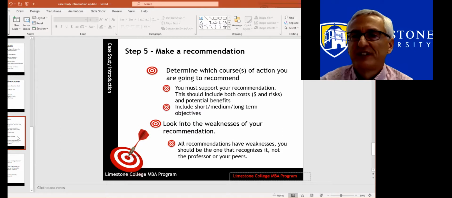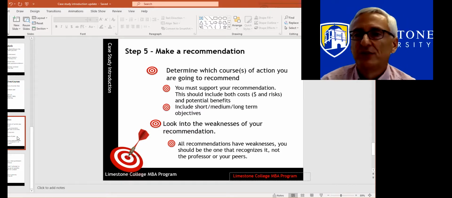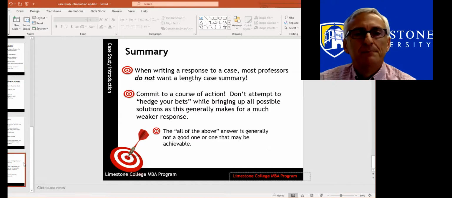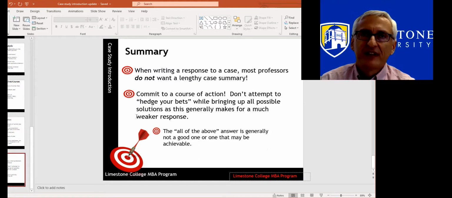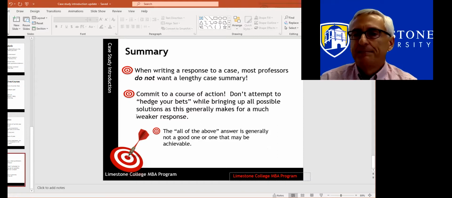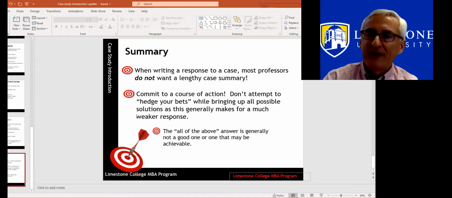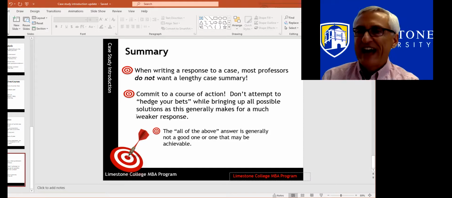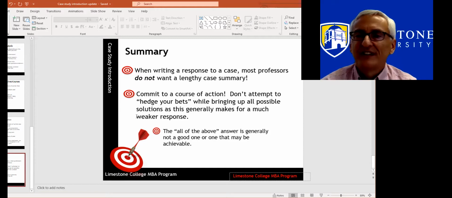Because it kind of cuts it off at the knees when you've identified weaknesses or risks in your recommendation, however you want to do it. So in summary, again, I can't emphasize this enough: just like in businesses, the professors and your boss know what happened, whether it's in the case or what's really happening in your business. You would not present 25 minutes to the CEO of the company on what's going on in their company and the need for it.